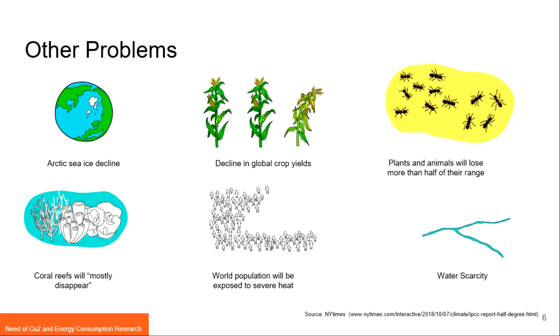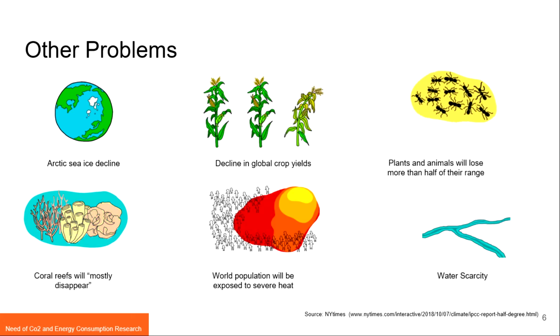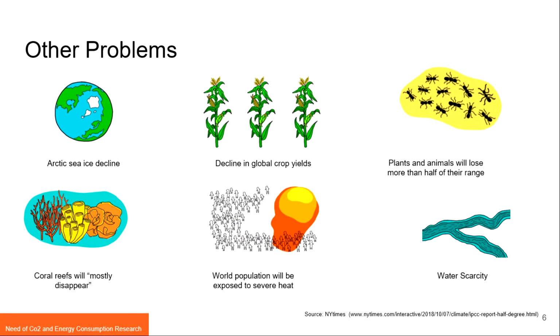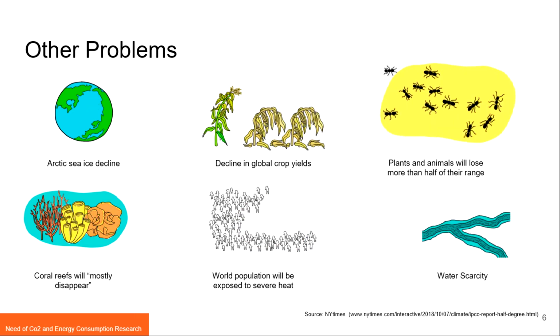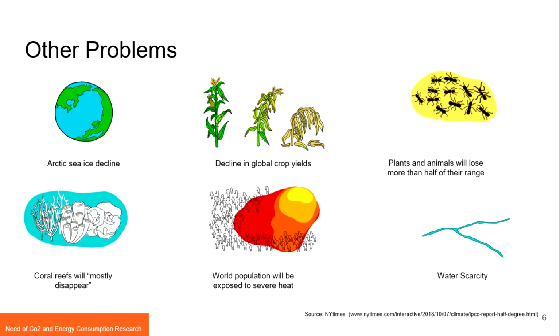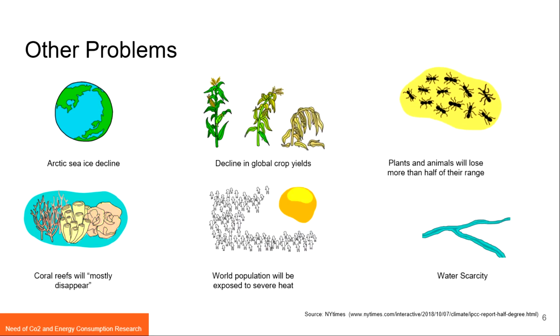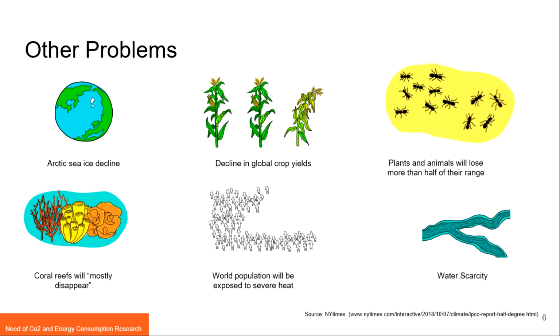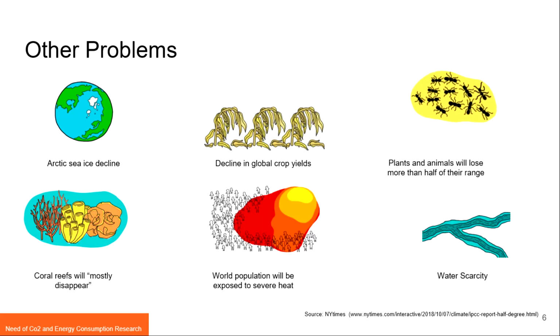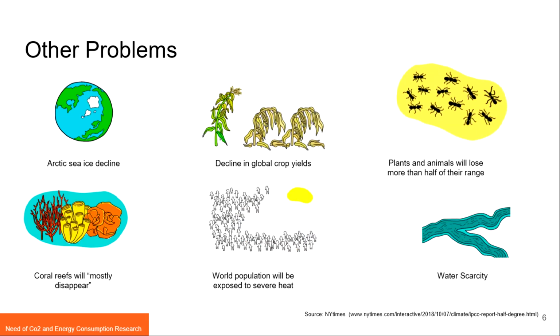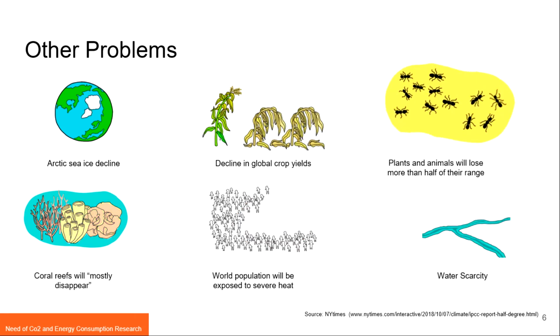The other consequences are the decline in Arctic sea ice, which will cause disappearance of polar bears, seals, whales, and other animals, decline in global crop yield, decline or loss of plant and animal lives, disappearance of coral reefs, exposure of severe heat to the world population, and scarcity of water.